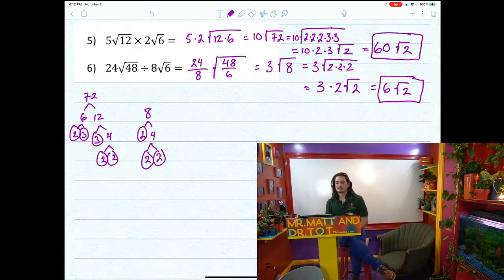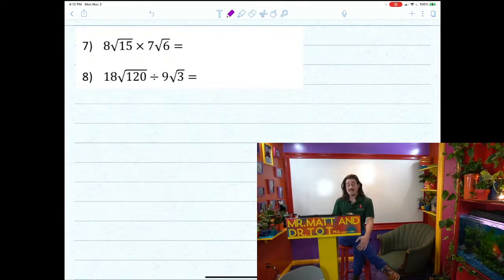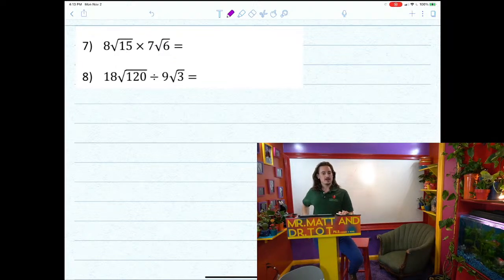So I'm going to give you 2 minutes. I'd like you to look at questions 7 and 8. So 7 says 8 times the square root of 15 times 7 times the square root of 6 is equal to what? 8 says 18 root 120 divided by 9 root 3. And I'd like those answers in simplified form. So if you get a radicand that can be simplified, please go ahead and factorize the value into simplified form. I'll give you 3 minutes, and I'll give you the solution.